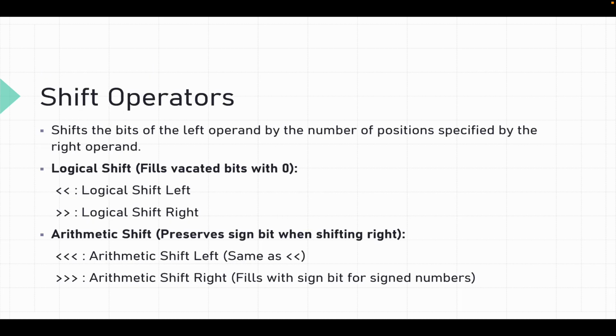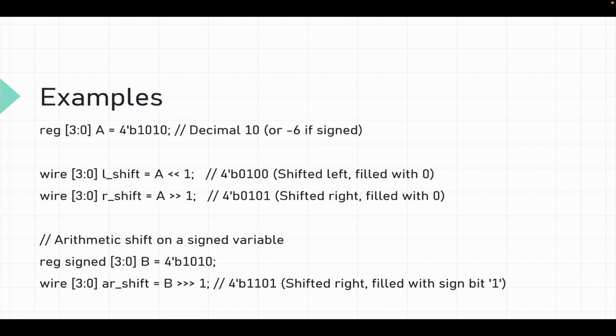Shift operator. The shift operator shifts the bits of your left operand by the number of positions specified by your right operand. Shift left and shift right always fill the vacated bit spaces with 0. Let us check how it works.